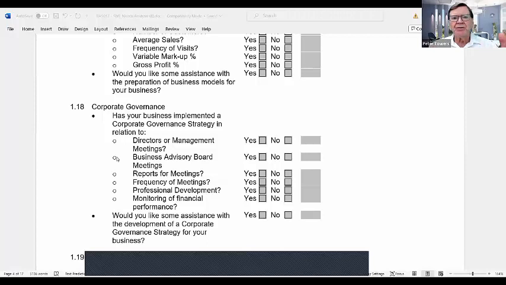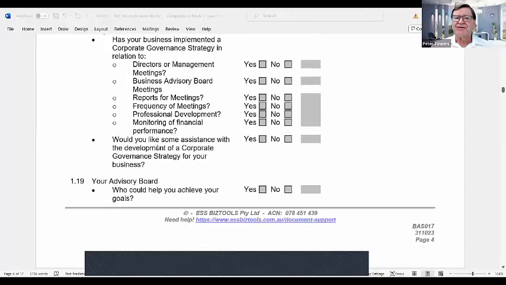But as they want to have more people involved, they're likely to run into more experienced directors, and they don't want to be embarrassed. They need to understand what everything means and to make sure they're abiding by the law. That's probably the most important point. So you could give them briefing on corporate governance, and there's material in ESS BizTools to assist you to do that. So would they like some assistance on improving corporate governance with their organisation? That might be the leadership team. Very important they understand what the law says.